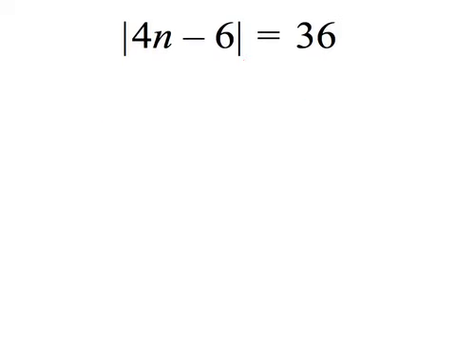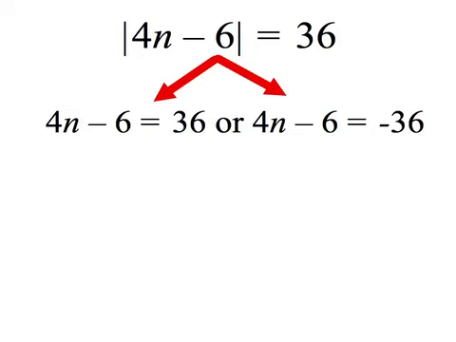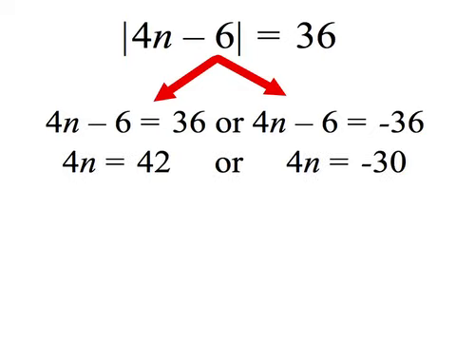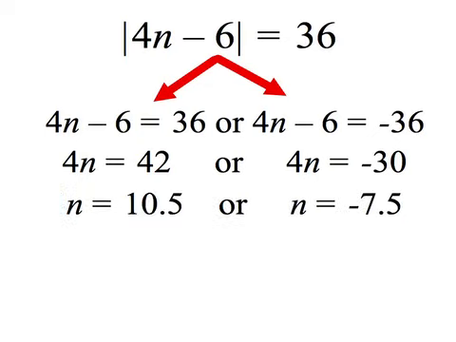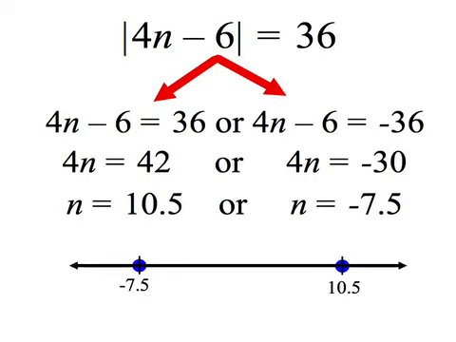Here's another equation. We split it into two parts. Either the stuff in the absolute value can be 36 or negative 36. The stuff is 4n take away 6. We add 6 to both sides in both cases. We divide by 4 in both cases. And in this case, neither of our answers are integers. We're not worried about that. We can still graph them. There are our two solutions.